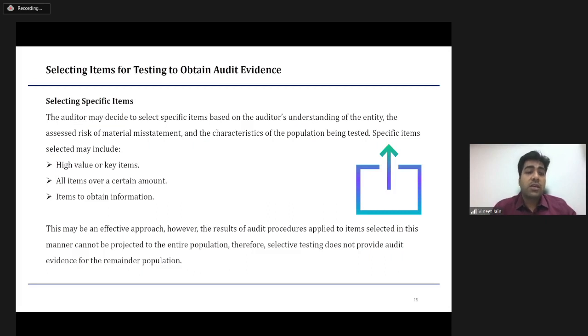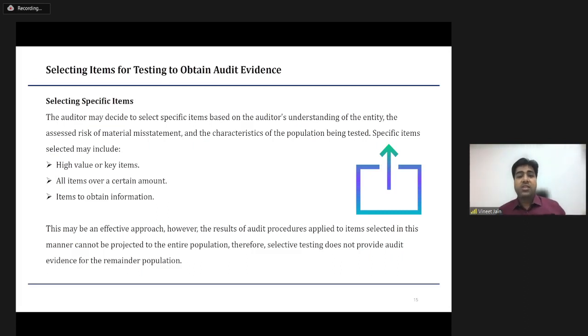Or certain items which provide a different kind of information based on the understanding we have about the entity. There may be certain items which provide some other information about the organization. We may select all those kinds of items, but this is not a very effective way, because selecting specific items does not warrant audit evidence for the remainder of the population.